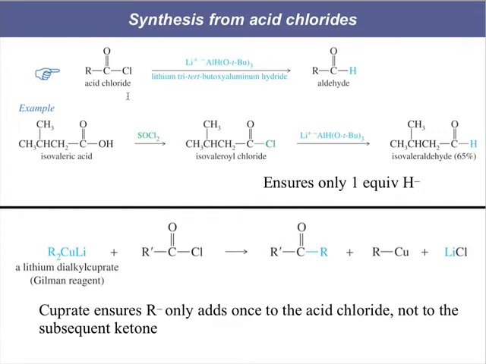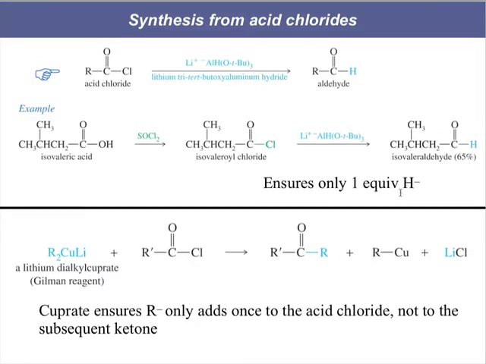Now, just as a note, you can convert an acid into an acid chloride using SOCl2, thionyl chloride, which is a reagent that we've seen before. It is useful in a lot of contexts, one of which is to convert a carboxylic acid into an acid chloride. We can then convert the acid chloride into an aldehyde using LiAlH(OtBu)3, this lithium tri-tert-butoxy aluminum hydride. This ensures only one equivalent of H gets added.